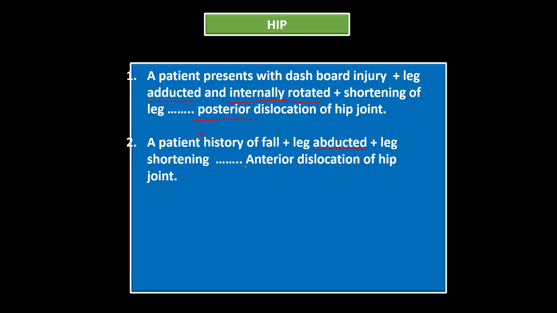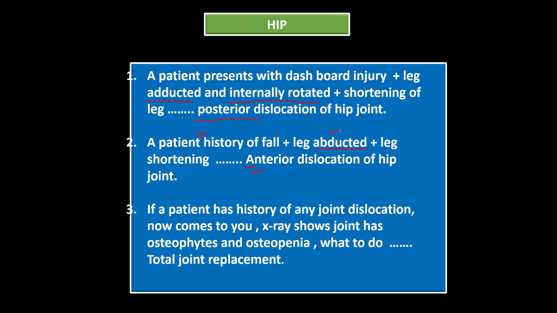So A for anterior, A for apart, two things are apart. A for anterior, A for legs are abducted, right? And of course, when the word external rotation is used, externally means of course an apart thing, right? So this is a mnemonic by which you can remember the anterior dislocation of the hip joint.